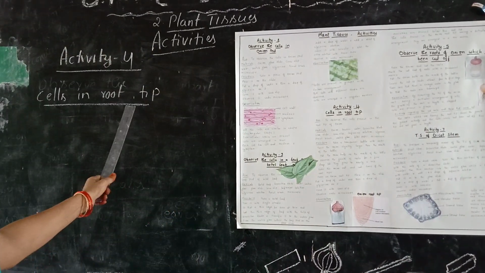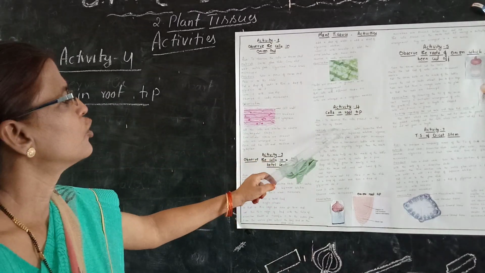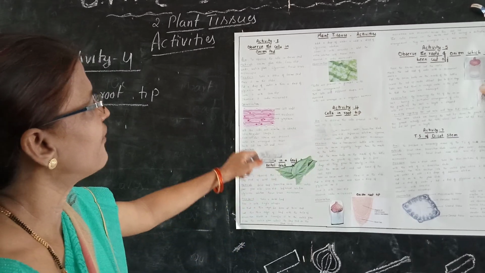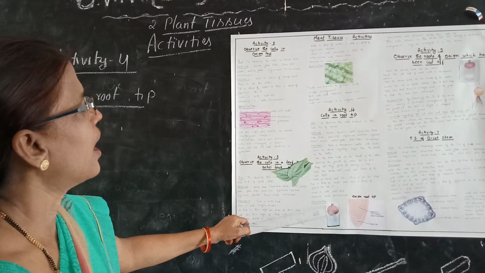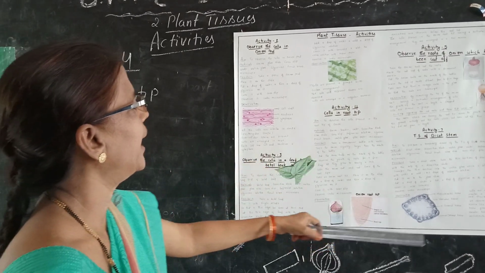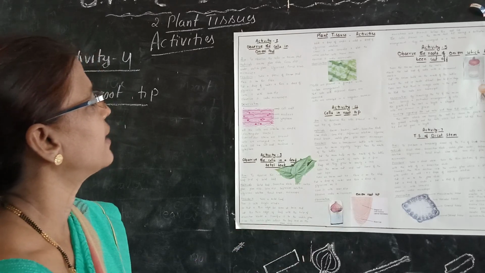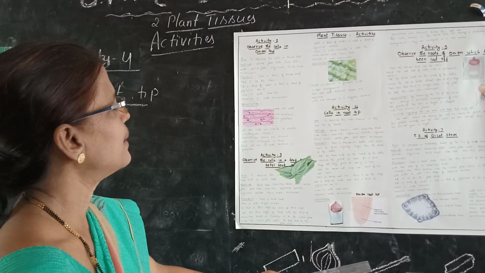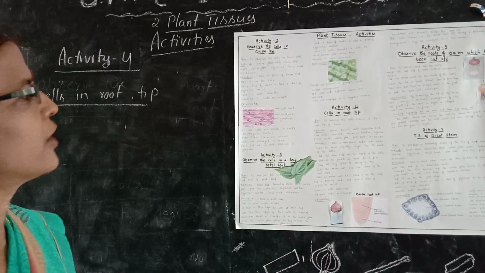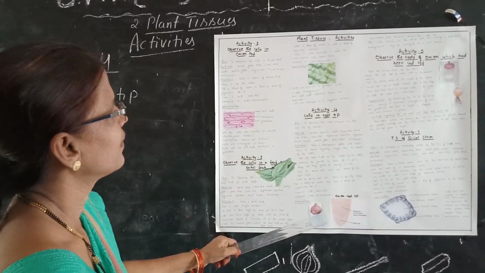Cells in root tip. To observe the cells present in the root tip of onion. What are the materials required for this activity? Onion, beaker, water, dissection blade, glass slide, cover slip, safranin solution, glycerine, pencil brush, watch glass, filter paper and microscope. Now see the procedure of this activity.